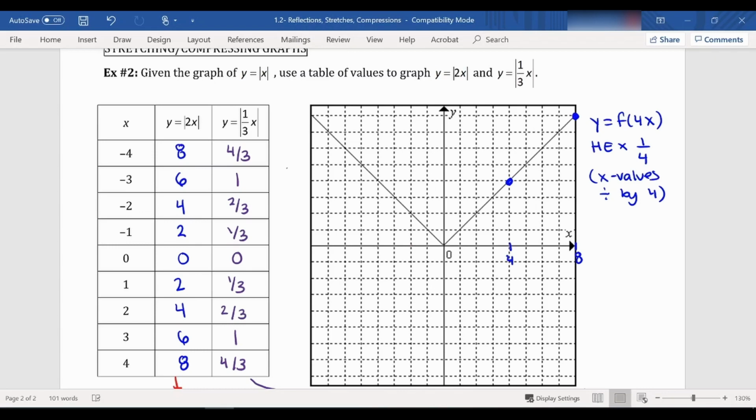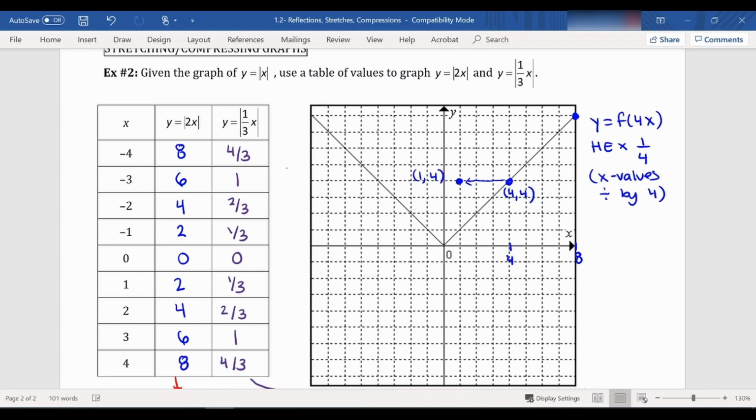So what's going to happen is my y values will stay the same. Only my x values will be divided. So if I take this first coordinate at 4, 4, I divide the x value by 4, I would get 1, which means this point is going to move over to where x is 1. The y value would stay the exact same. So now this point is going to be at 1, 4.